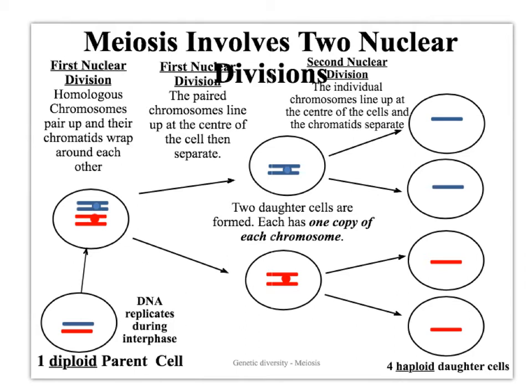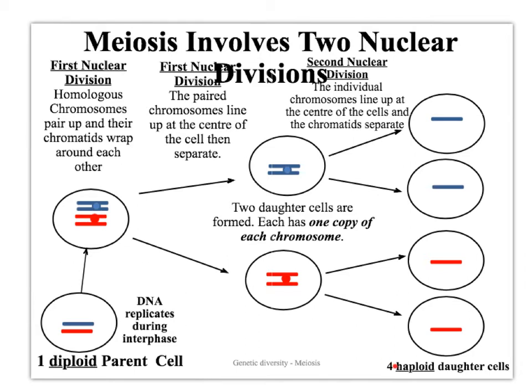In the second nuclear division, it works a bit like mitosis. The chromosomes would then align on the equator. Again, the spindle fibres would attach to the centromeres, split, pulling apart the centromeres, and the chromatids would then go to opposite poles.